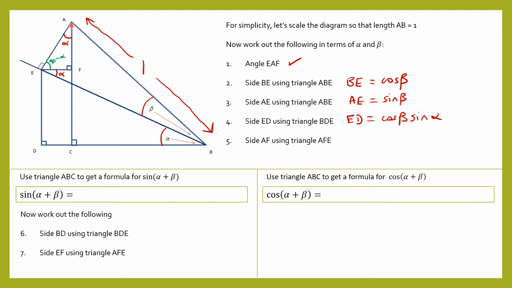Right, well, it's AF that we're trying to work out, which is the adjacent to the angle I'm going to be working with. I don't know the opposite. We have not worked out EF, but we have worked out the hypotenuse AE, the hypotenuse opposite the right angle. We've got AE already from step 3. So it's hypotenuse and adjacent. That means it's cosine. So cosine of the angle I'm working with is the side that's adjacent to that angle over the hypotenuse. Now it's AF that we want, so I've got to rearrange this. AF is going to equal AE times cos alpha, and AE we know from step 3 is sine beta. So it's sine beta cos alpha.